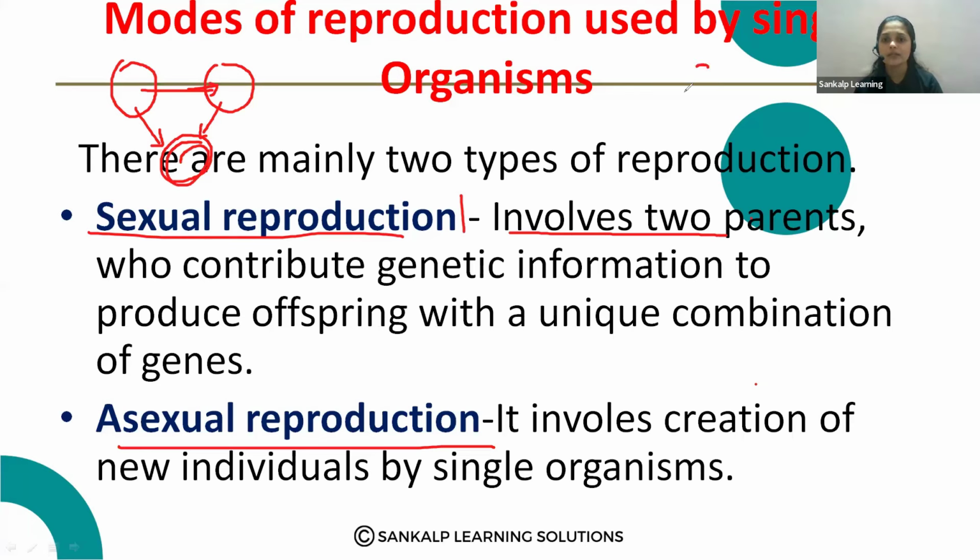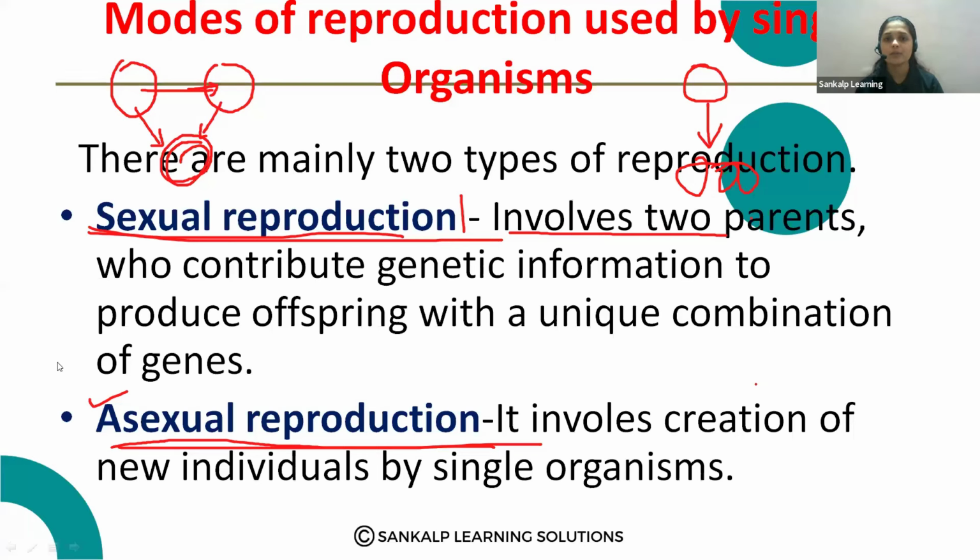Asexual reproduction means a single organism will be there. There are not two parental organisms. A single parent will be there, and that is able to give birth to new individual organisms. That is the difference between asexual and sexual reproduction. You can observe asexual reproduction in the lower grade organisms. Sexual reproduction is in the higher grade organisms like mammals, birds and reptiles.